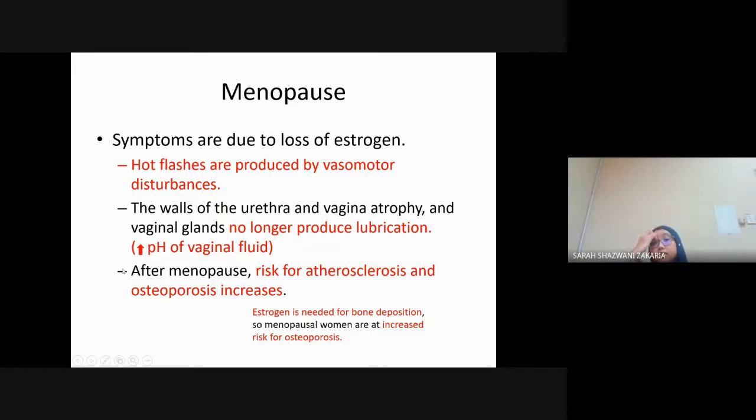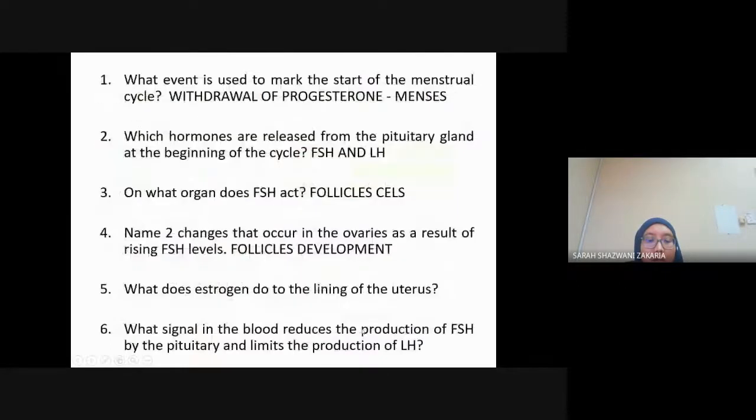It will increase the risk of atherosclerosis or osteoporosis, because estrogen is needed in bone deposition. The estrogen level in a woman's body helps in bone deposition. So when this drops, the bone deposition drops, so the bone becomes less sturdy, becomes brittle. So menopausal women are at increased risk of osteoporosis. Okay, this is easy.